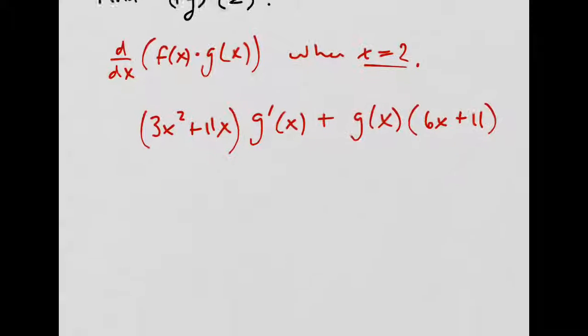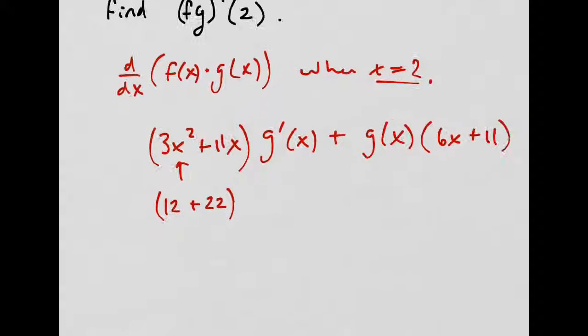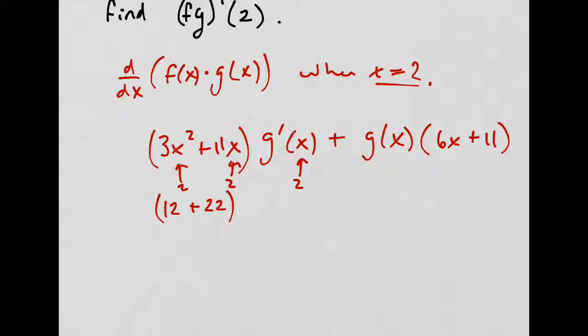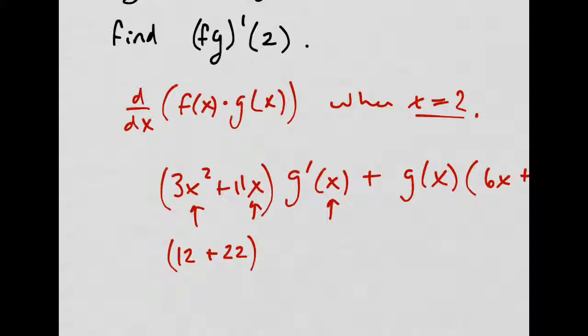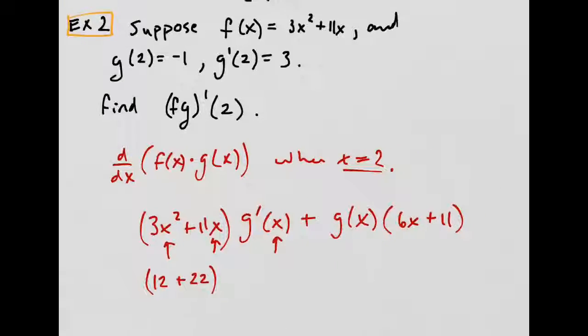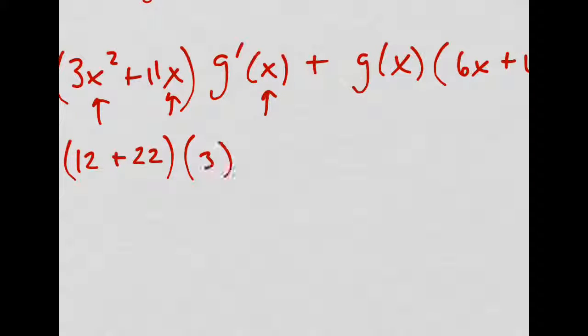First d second plus second d first. Now I plug in x equals 2. So what would that be? That would be 2 squared is 4, 4 times 3 is 12, plus 22, right? 2 times 11. G prime of 2, if I'm plugging in the 2 there, in there, and there. Just plug in a 2. G prime of 2, well, we're told that that's 3. So we'll say times 3.